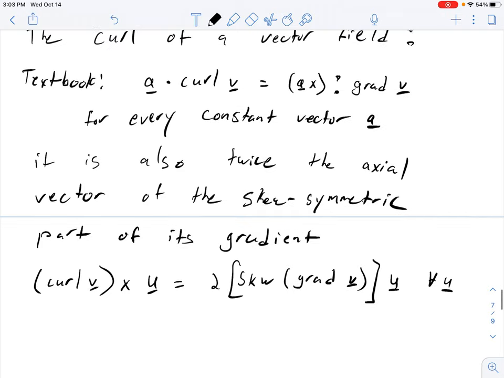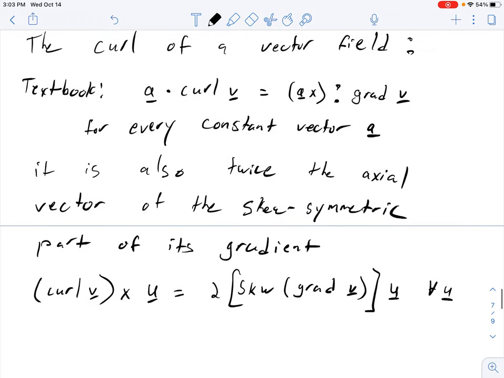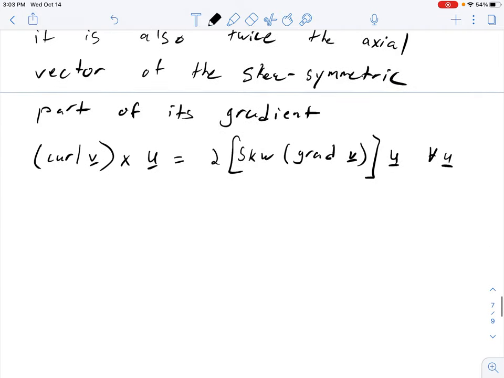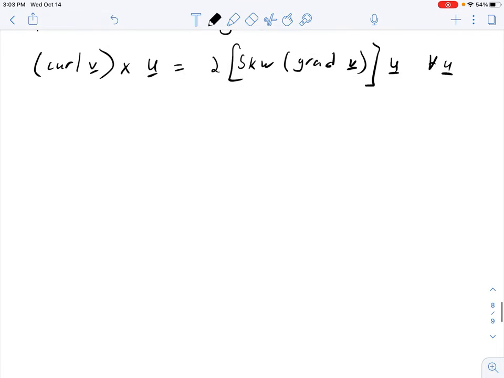I guess I like that one a little better in that it's not defining the curl in terms of how it acts on some constant vector field. We're kind of defining it directly in terms of the gradient, which is maybe a little more straightforward to think about. But either one works, and sometimes one way of looking at it will be more helpful than the other. So it's good to know as many different ways of considering it as possible.